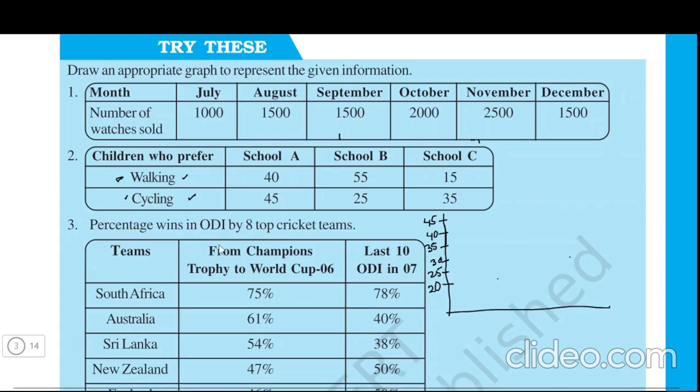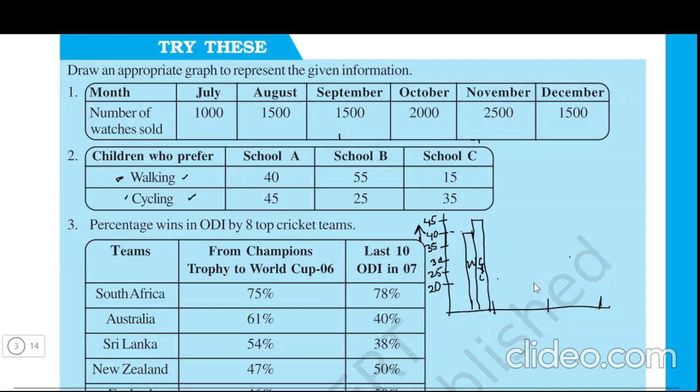So your representation will be something like this. Here you will show the number of children, on this axis, the y-axis. And here you will show the data for school A, here the data for school B, and here the data for school C. In case of school A, there are two data. First, walking is around 40. For school A, cycling preference is around 45. So this will be walking, and this will be cycling.